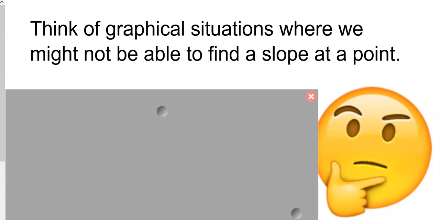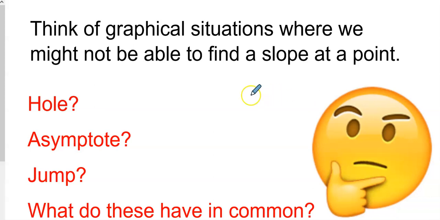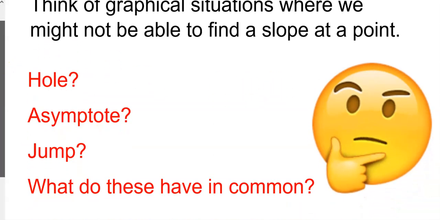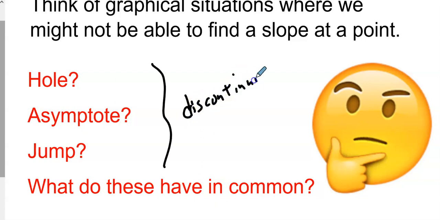Again, some things that we actually did with limits might ring a bell: a hole, an asymptote, a jump. These are all referring to discontinuity. That's really where we're getting those from, and that's what they have in common. So again, this might be a situation where we can't find slope at a single point.